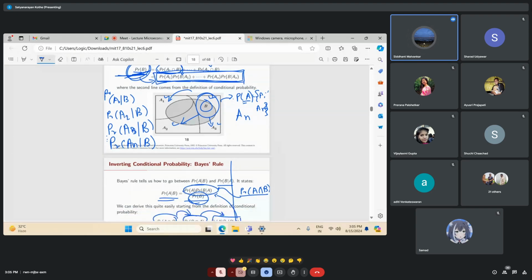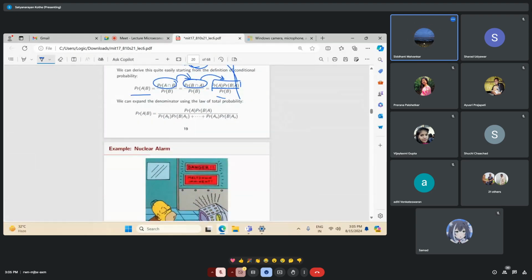The probability of B is computed here, and that is nothing but this. And if we substitute the probability of B in this equation, then this becomes the ratio of the product of the probability of A and the conditional probability of B when A has already taken place, divided by the total probability of B. Okay.